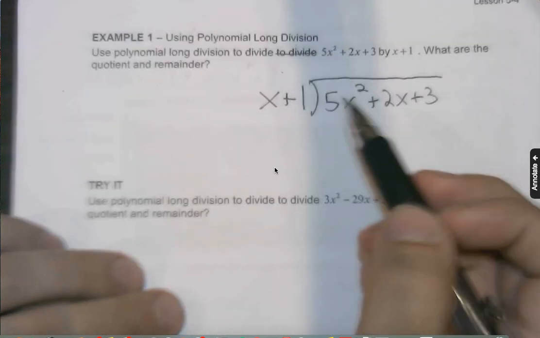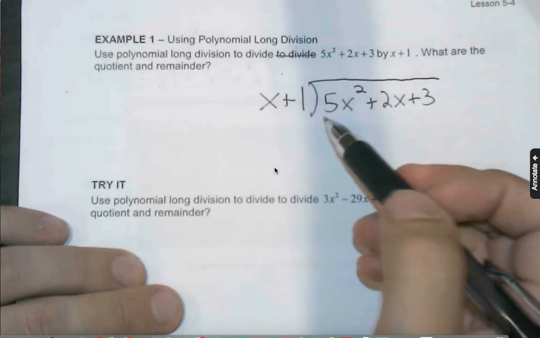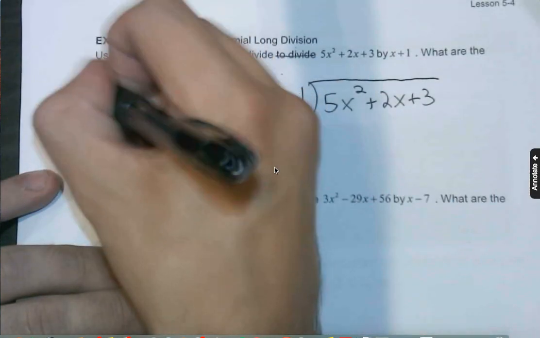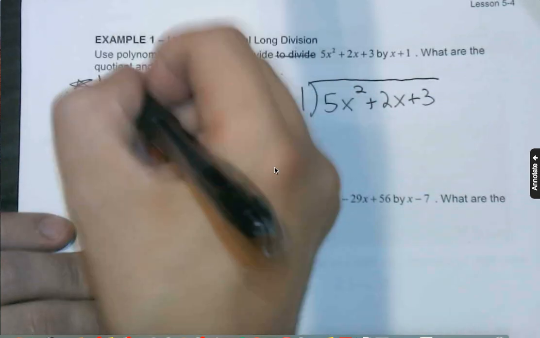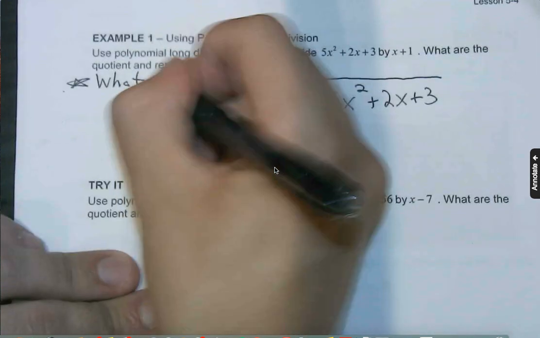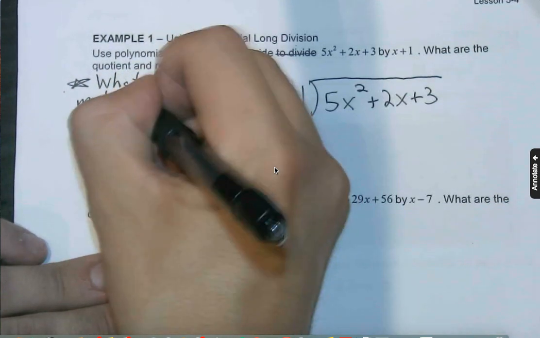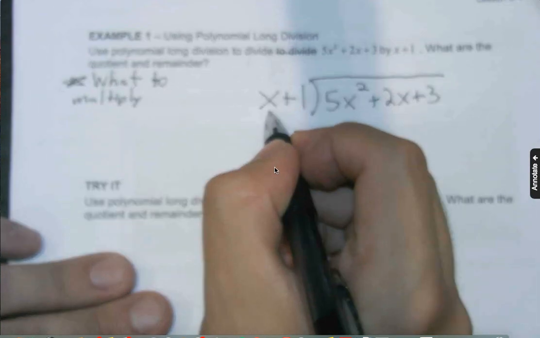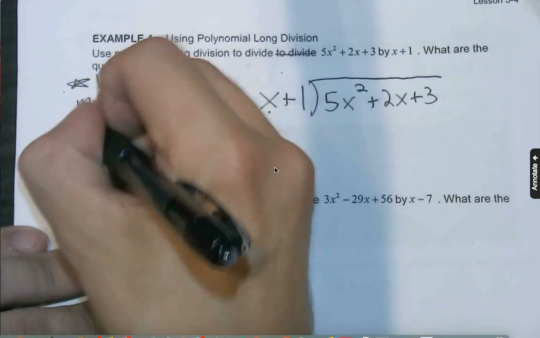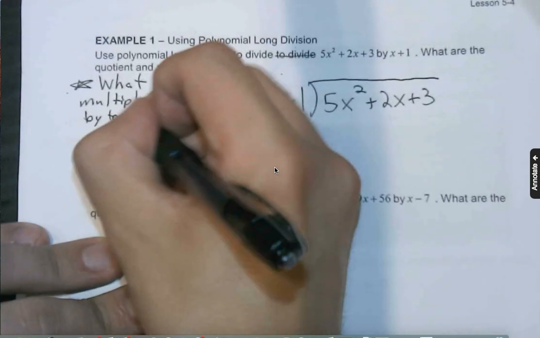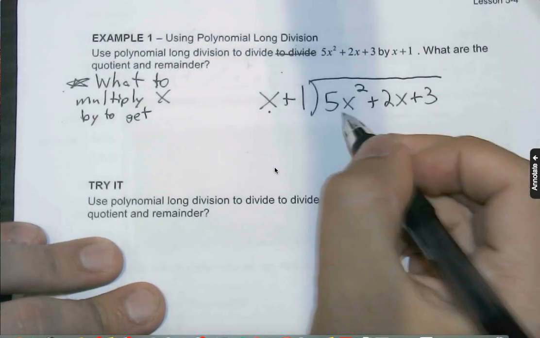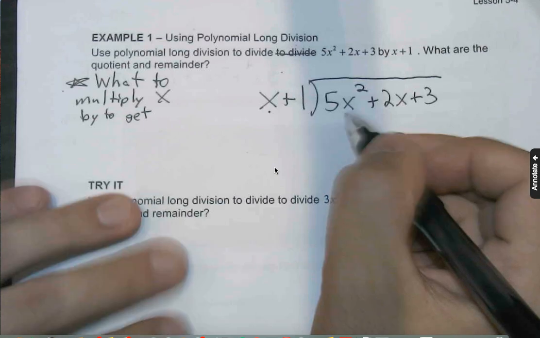So the very first question I'm asking is, what would I have to multiply x by, because x is the first term that's here. So what to multiply x by to get our very first term here, 5x squared.